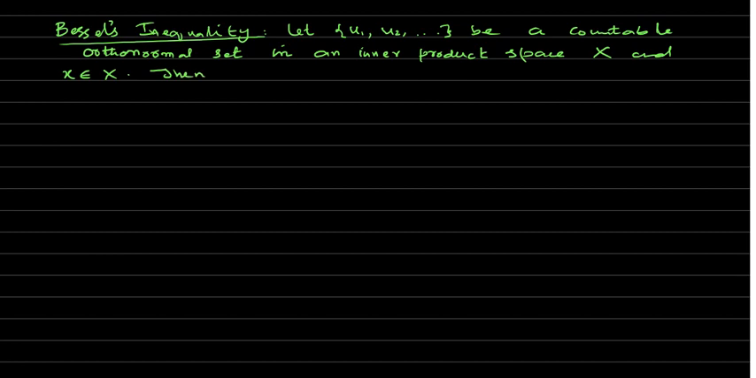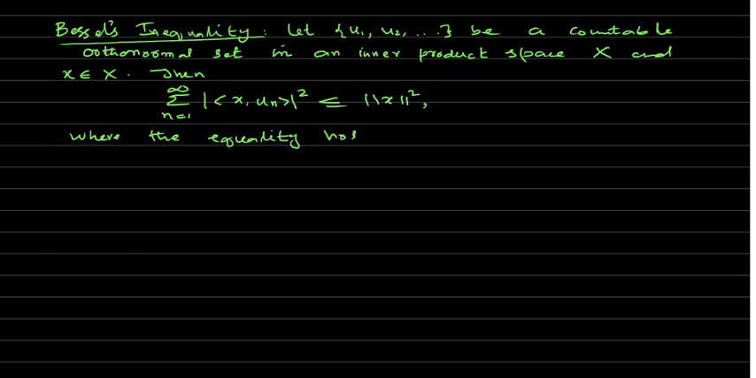Then this inequality always holds: the summation, n runs from 1 to infinity, of the modulus of the inner product of x with un, squared, is less than or equal to the norm of x squared. And equality holds if and only if x is equal to the sum, n runs from 1 to infinity, of the inner product of x with un times un. So this is Bessel's inequality.